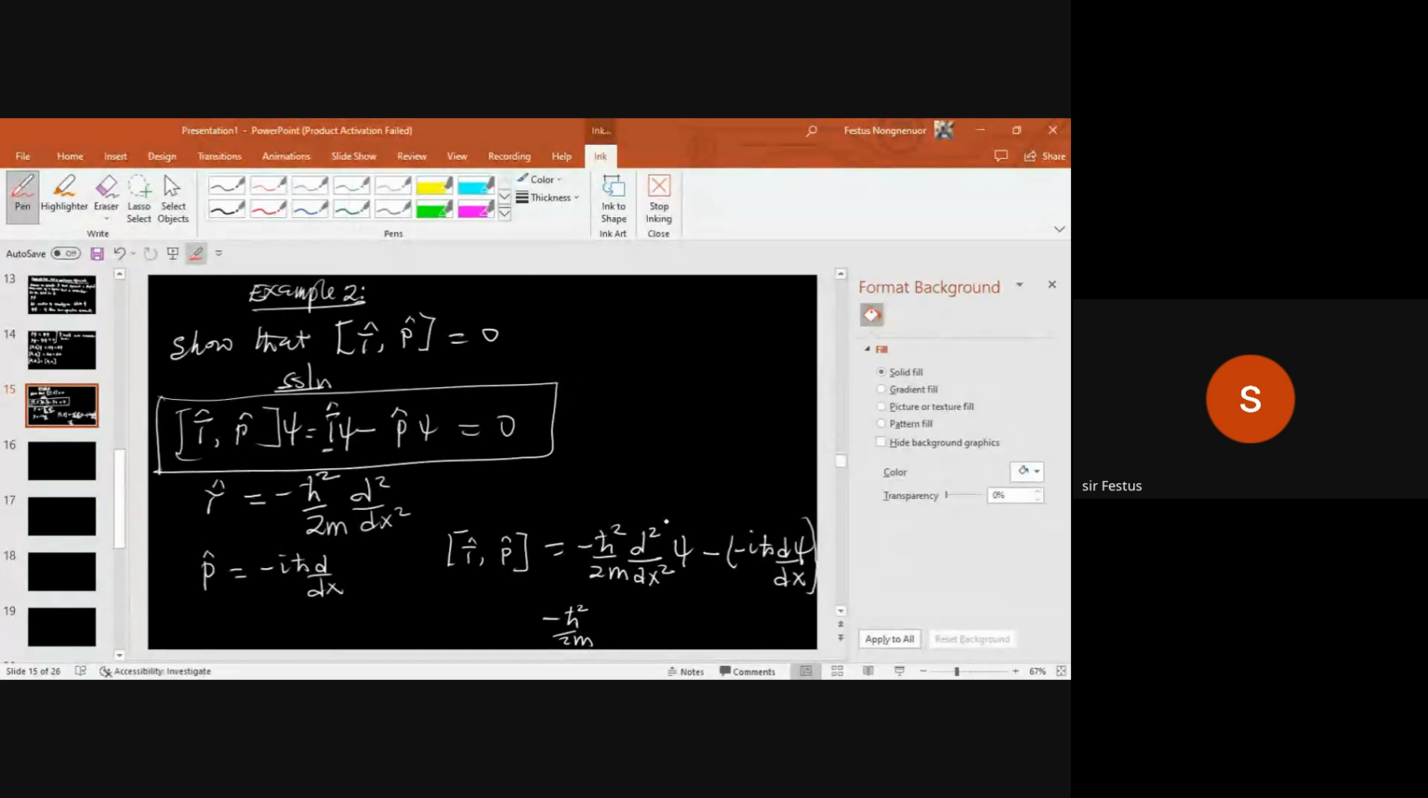Then the square psi over the x square. Then minus this will give us plus i h bar d psi over the x. So this one is for this. So it means that T comma P of this is given as this.